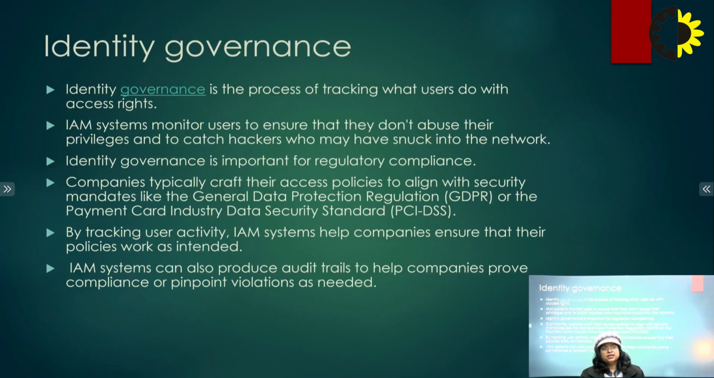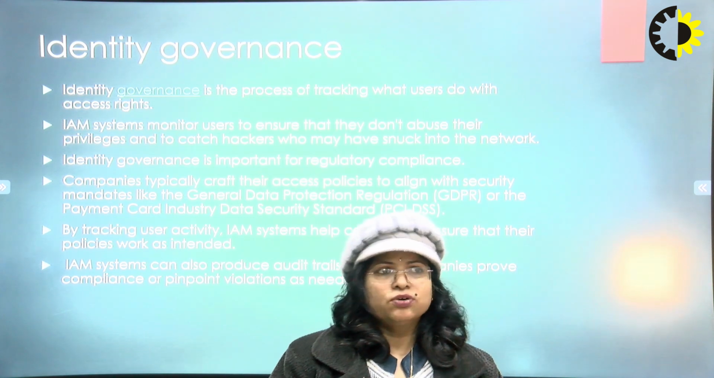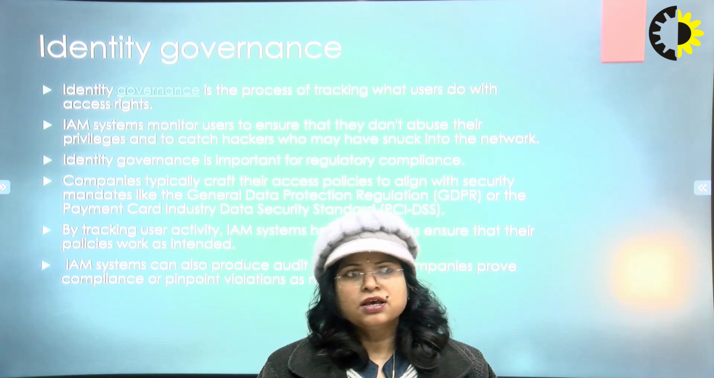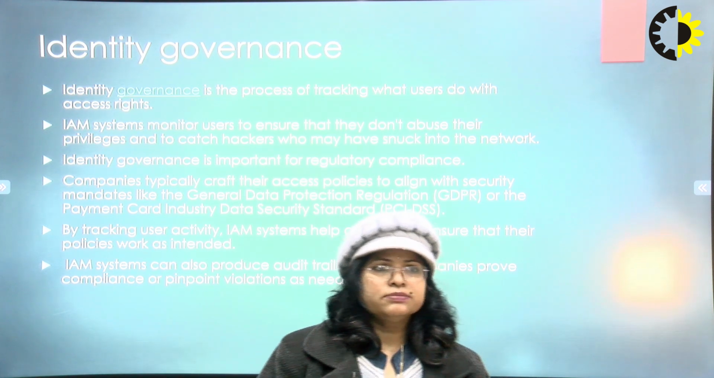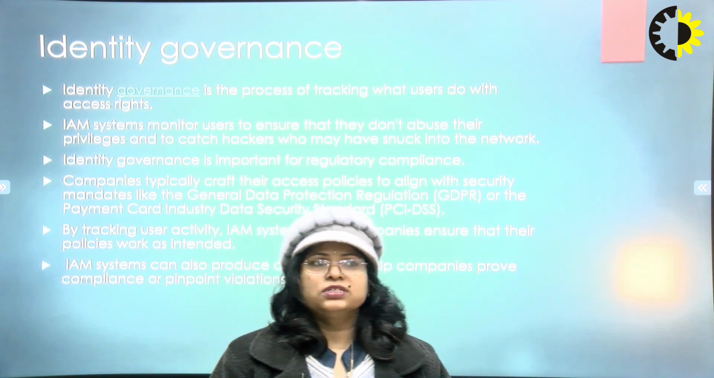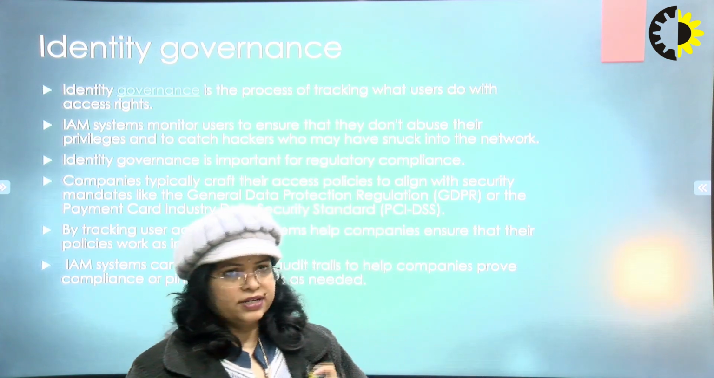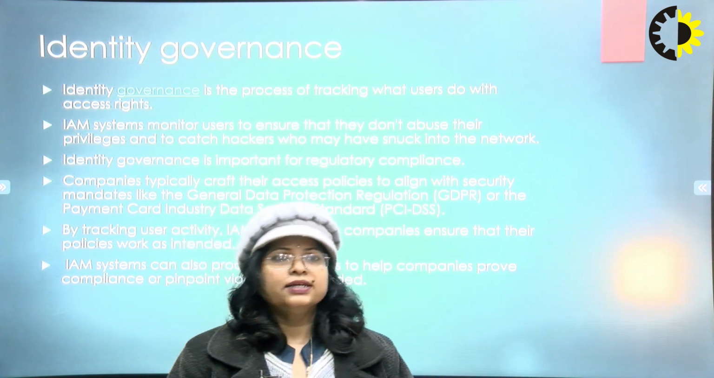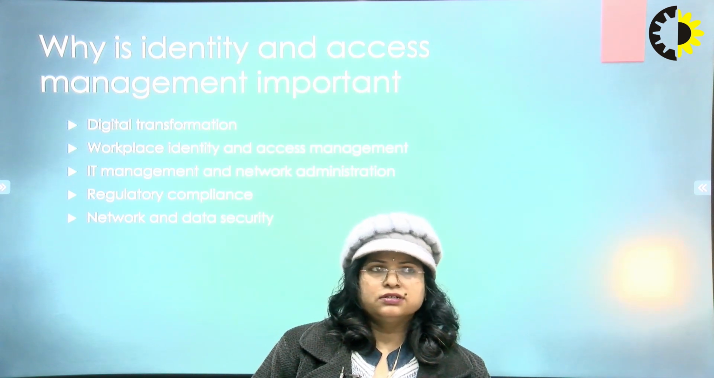The last one is identity governance. Identity governance is the process of tracking what users do with their access rights. It is important for regulatory compliance. Companies typically draft their access policies to align with security mandates like the General Data Protection Regulation or the Payment Card Industry Data Security Standard. By tracking user activity, IAM systems help companies ensure that their policies work as intended. IAM systems can also produce audit trails to help companies prove compliance or pinpoint violations as needed. So this is the importance of IAM.